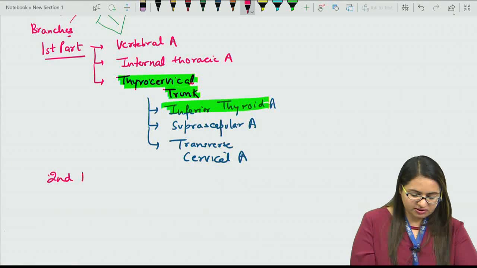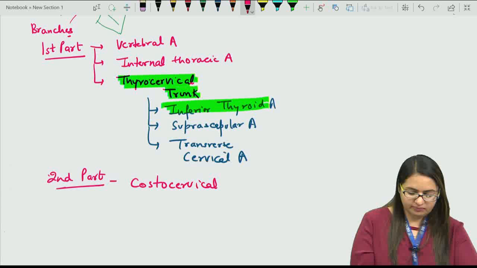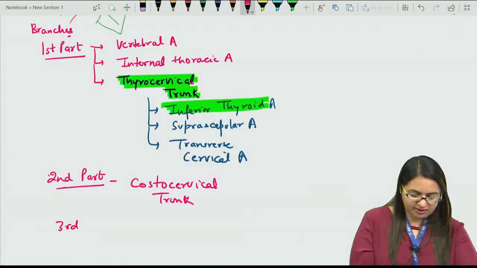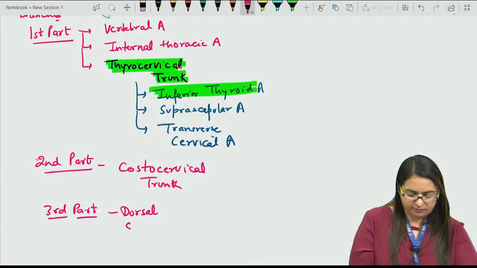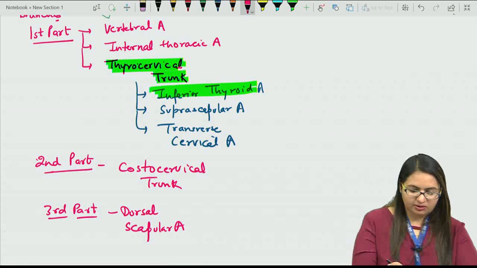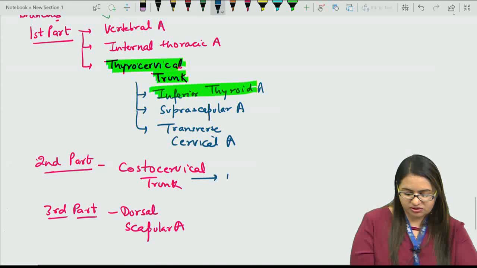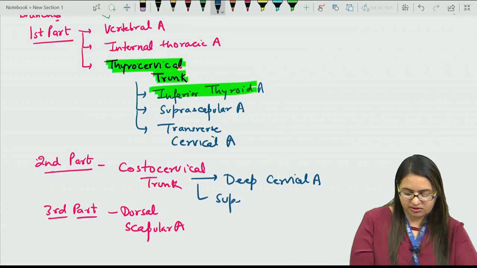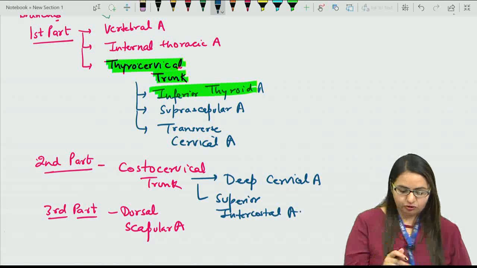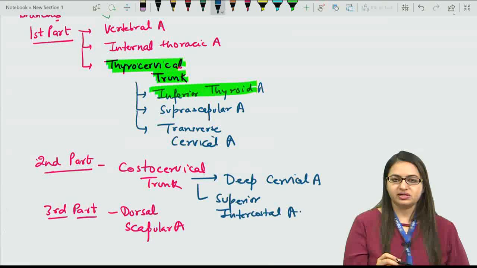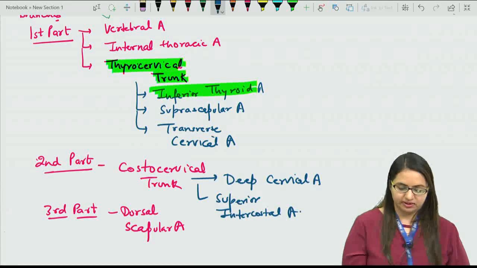Now when we see the second part, from the second part arises the costocervical trunk, and from the third part arises the dorsal scapular artery. The costocervical trunk again divides into branches: the deep cervical artery as well as the superior intercostal artery. So these are the branches of the subclavian artery, and to be more specific, the inferior thyroid artery is a branch of the thyrocervical trunk which arises from the first part of the subclavian artery.